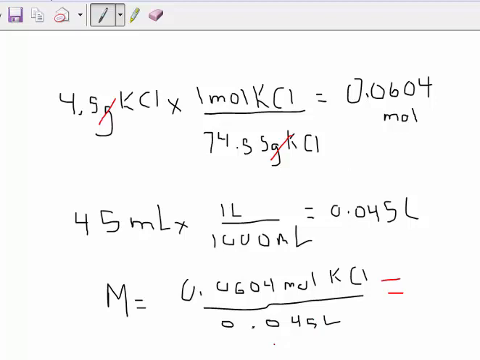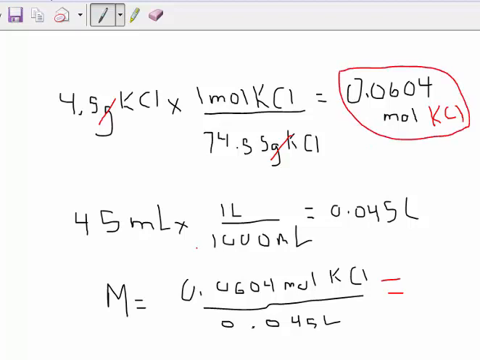And since I'm given 2 sig figs, I round my answer to 3 sig figs, 0.0604 moles of KCl. I don't want to round to 2 sig figs. If you round too early on, then your answer may not be correct. So now we have our moles of our solute.